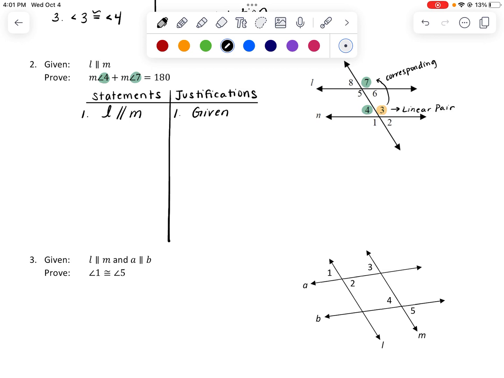Okay, so let's see how this kind of plays out. So my second step is going to be the measure of angle 4 plus the measure of angle 3 is equal to 180. And this is because we have a definition of linear pairs.